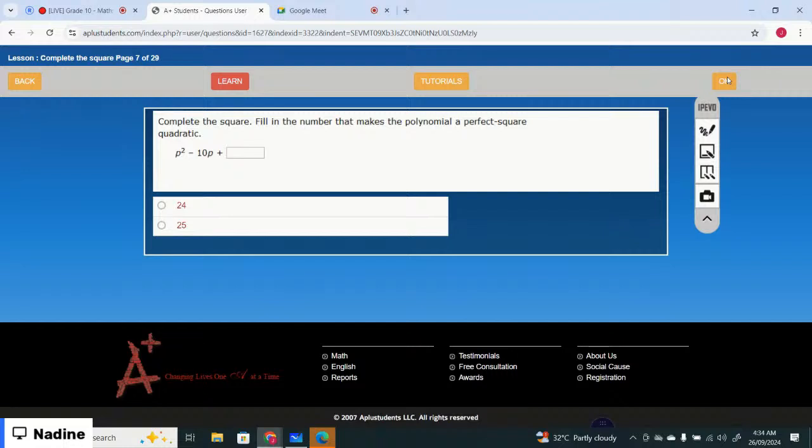Complete the square. p square minus 10p plus the missing number. So which is the correct option? p square minus 10p plus the missing number is 25. Option number 2 is the correct option.